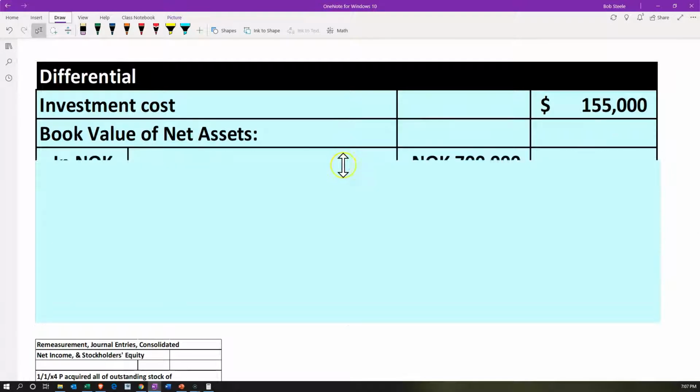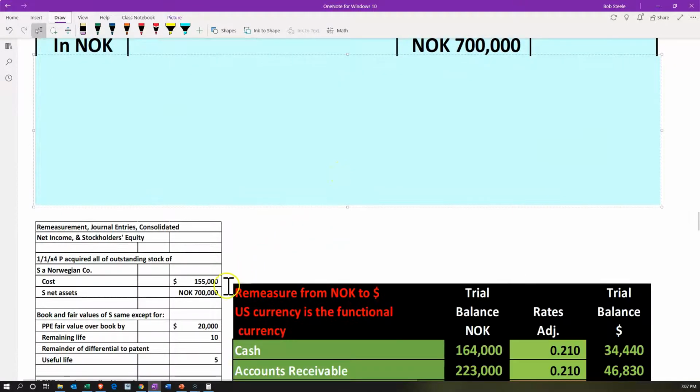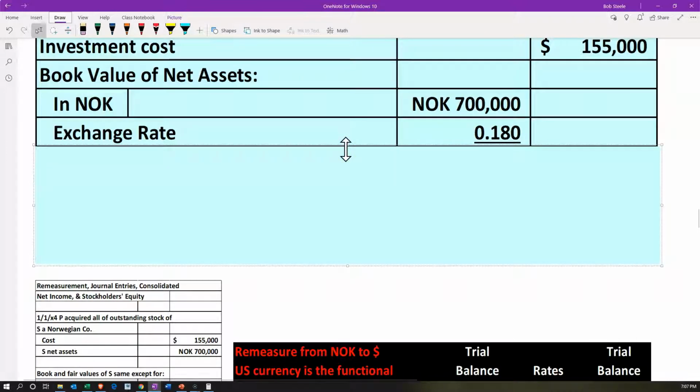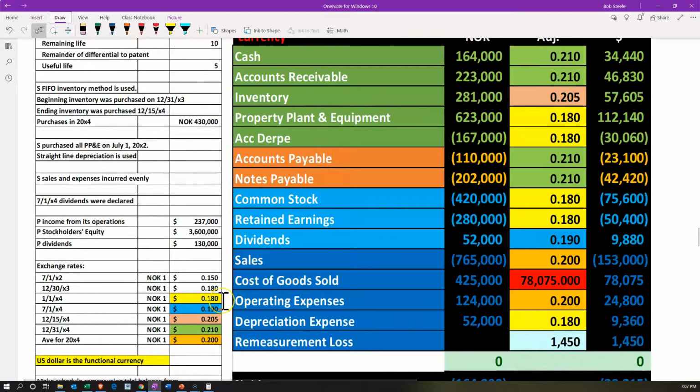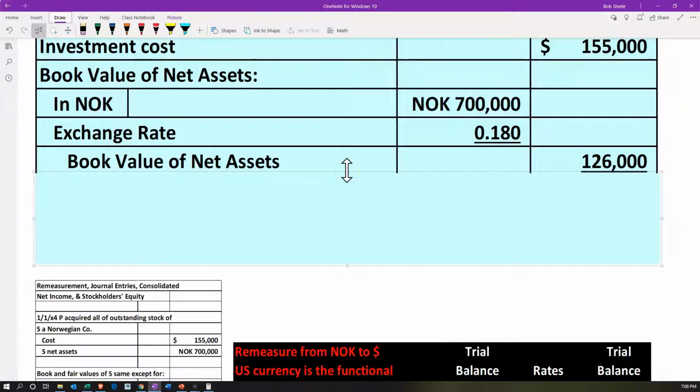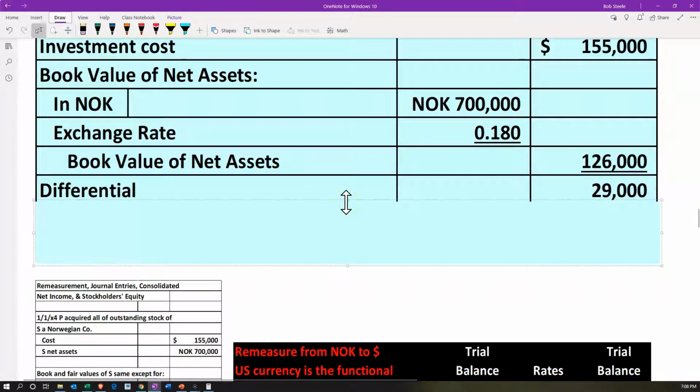Now, the book value, on the other hand, was given to us in foreign currency. So that's going to be the book value at the point in time that the purchase took place, assets minus liability, or the equity section of the subsidiary, $700,000 in the foreign currency. We're going to have to then use an exchange rate, and that exchange rate is going to be the 0.18, because that's the rate on 11x4 when the parent company purchased the subsidiary. So the 700,000 times the 0.18 gives us the book value of the net assets, which is going to be the 126,000 now in US dollars. The difference of the 155,000 that was paid and the 126,000 now is the differential of 29,000.